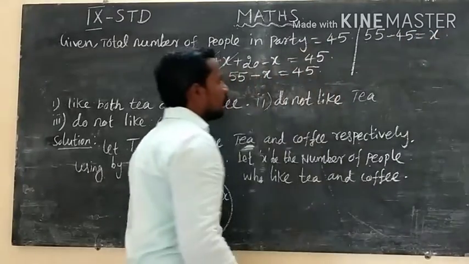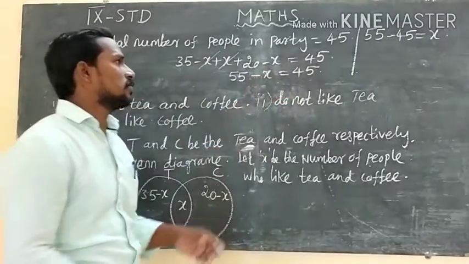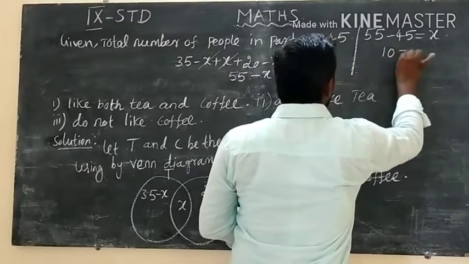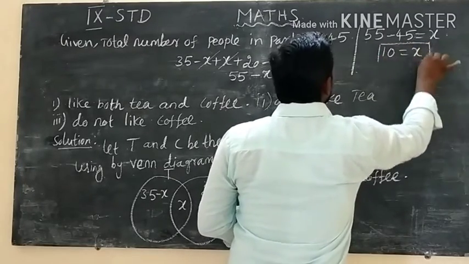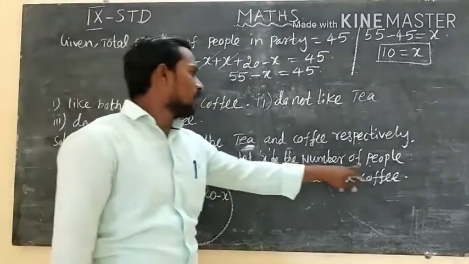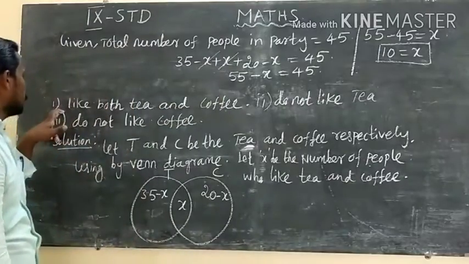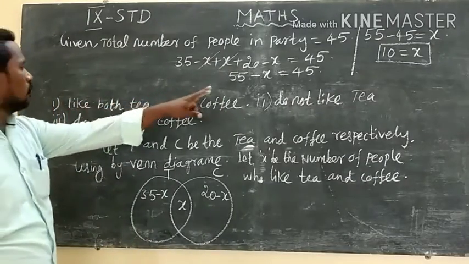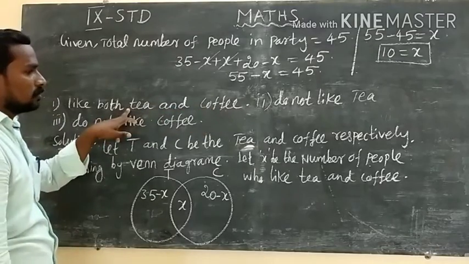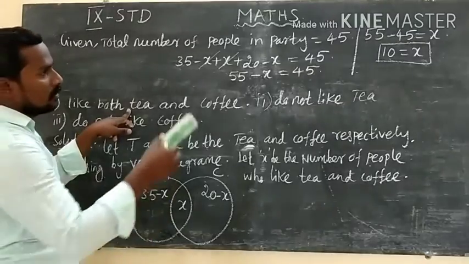X. Have you understood the step? So X transfers to the right side, the 45 transfers to the left side. 55 minus 45, what is the result? 10. So X is equal to 10. What is X? X is the number of people who like tea and coffee. That's our first question, the number of people who like both tea and coffee. Now we get the answer.